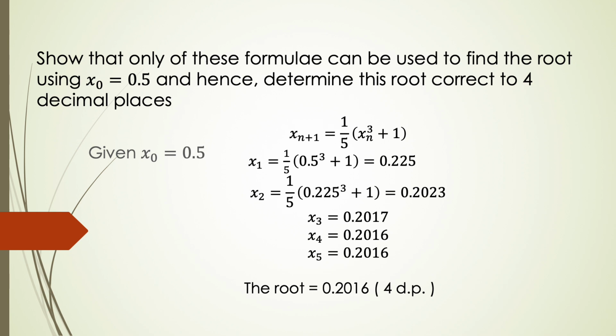Now we substitute x1 equal to 0.225 into the equation. The second approximation value is 0.2023. We do the same process to calculate the approximation values until we get the root, which is 0.2016. So we can conclude that the root of the equation x to the power 3 minus 5x plus 1 is 0.2016, correct to 4 decimal places.